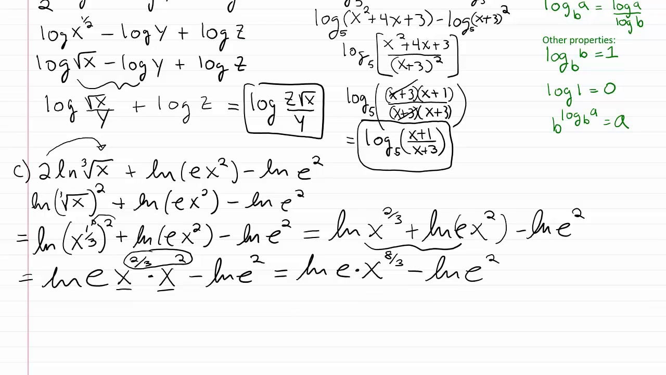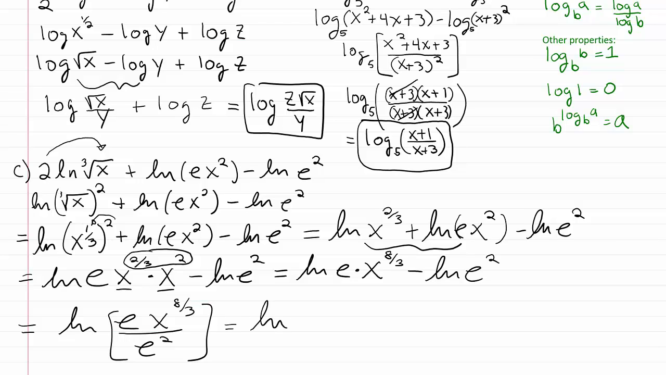Almost done. Last step is to turn this difference into a quotient. So it'll end up being ln of e times x to the 8/3 power divided by e squared. And then finally we can do a little cleanup here. Ln of e times x to the 8/3 over e times e, right? Because e squared is e times e. Cancel out those e's a little bit, and you end up with ln of x to the 8/3 power divided by e.